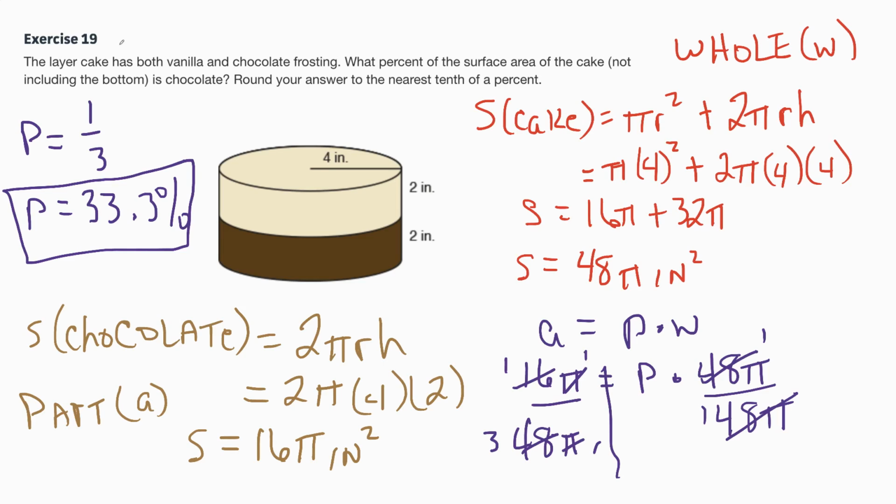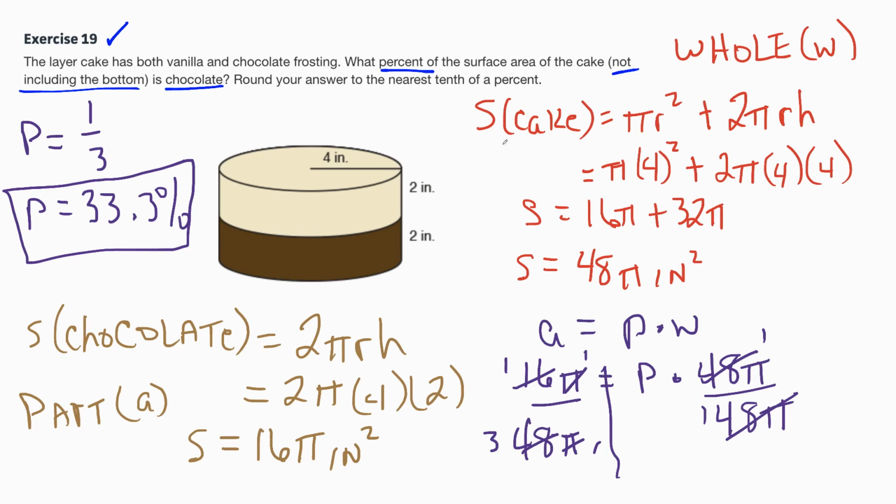Number 19, this is like the Ottoman problem, a little bit like that one. So again, another whole part, we got to find the percent. So I have a layer cake. It's got vanilla and chocolate frosting. I'm starting to get hungry here. What percent of the surface area of the cake, not including the bottom, so don't include the bottom when you're calculating surface area. So how much of this surface area is chocolate?